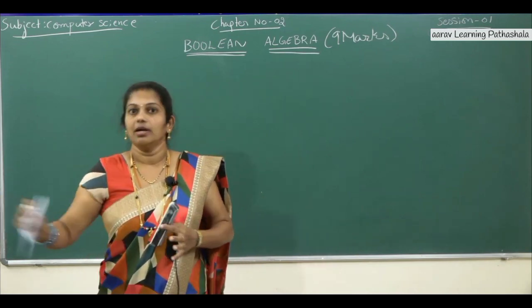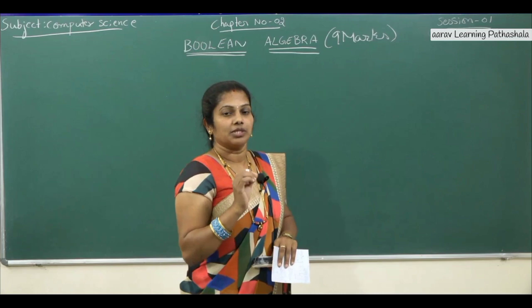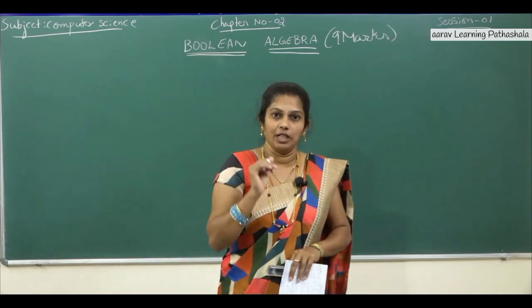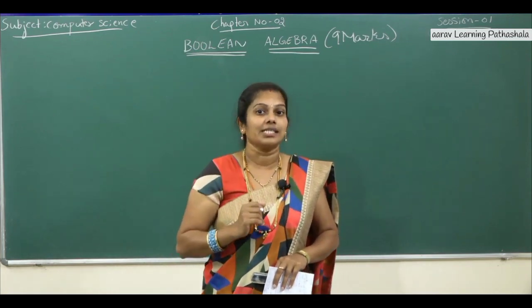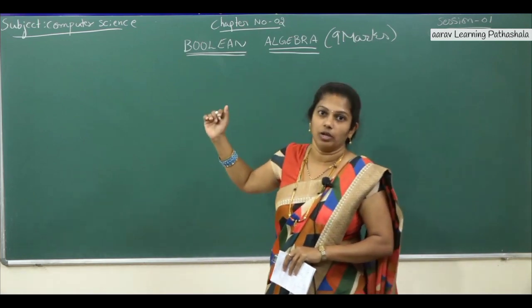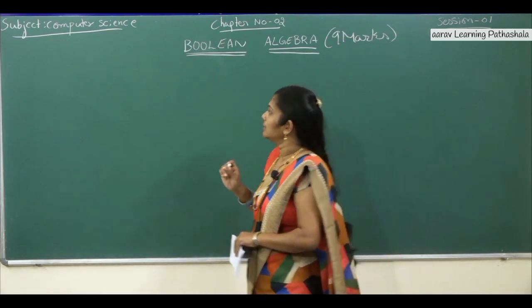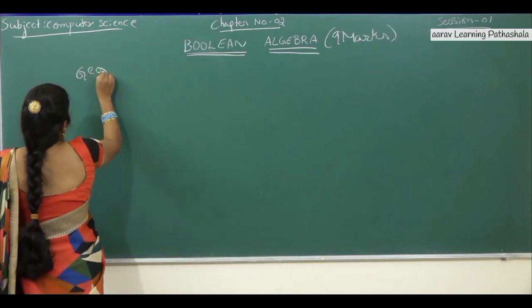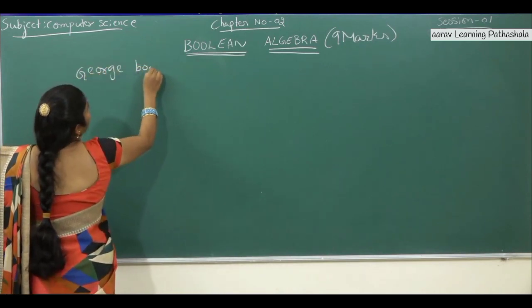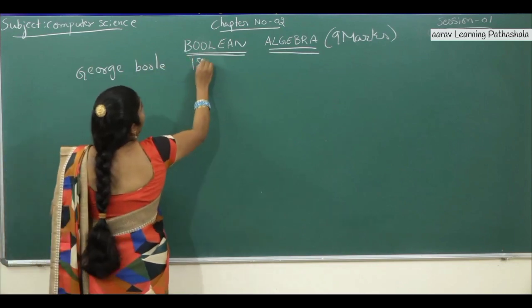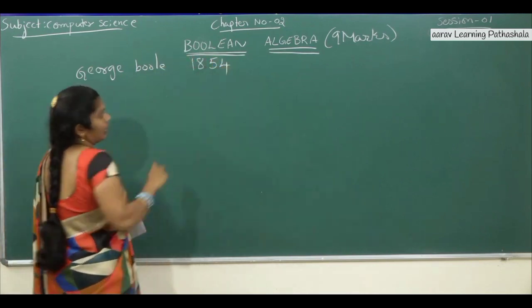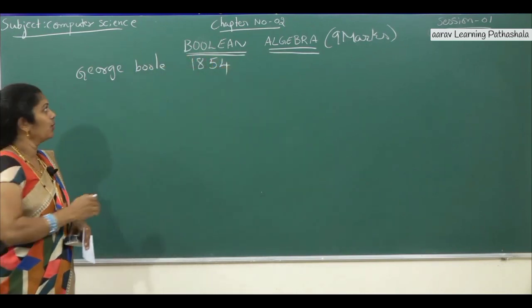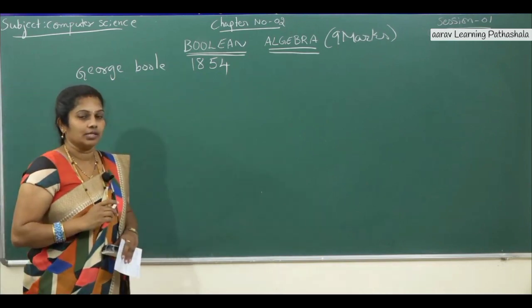This chapter is mainly designed for circuit logic. Boolean algebra is mainly used to design logic circuits. It was developed by George Boole in the year 1854.